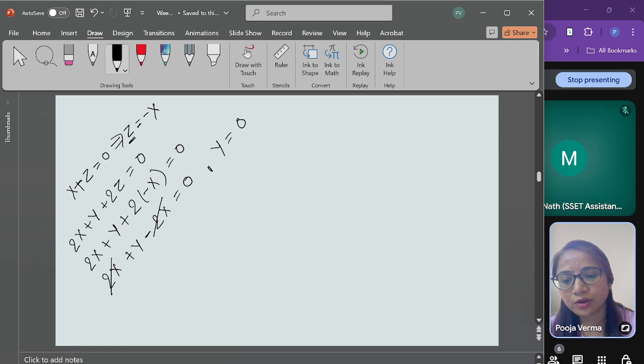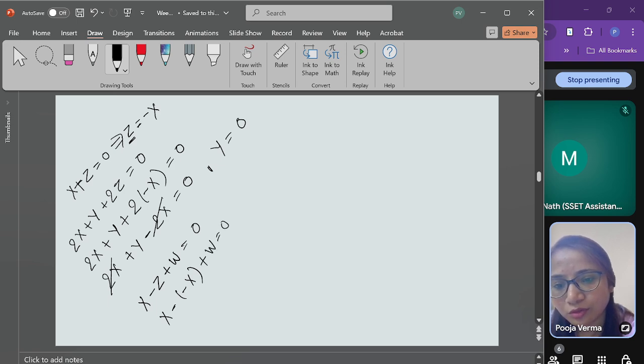Now we need to calculate the next value. The next equation is x minus z plus w is equal to 0, right? Here also we can put the value of z, so x minus of minus x plus w is equal to 0. Minus minus becomes plus, so 2x plus w is equal to 0. Here we have got only y is equal to 0, so no y terms are there.